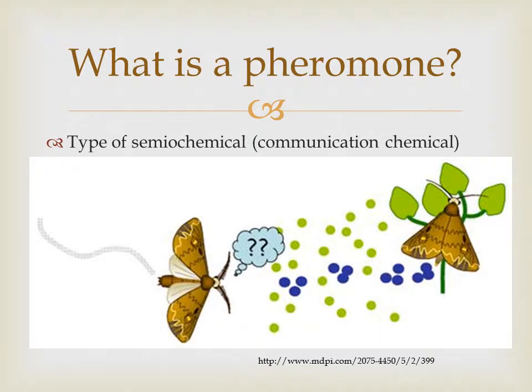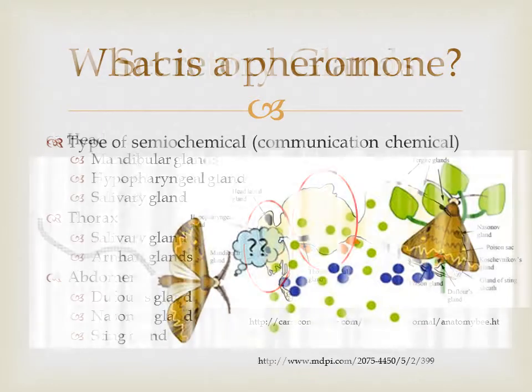A pheromone is a type of semiochemical, or chemical used for communication. There are two different types of semiochemicals: allelochemicals, which are used for interspecific communication, or communication between species, and pheromones, which are used for intraspecific communication, which is communication within species.